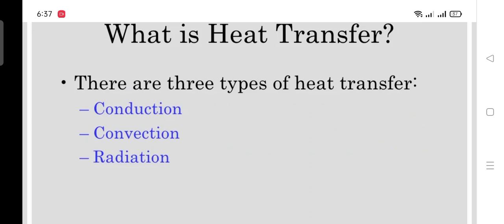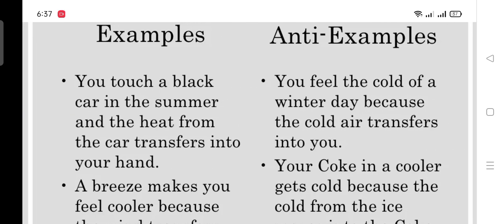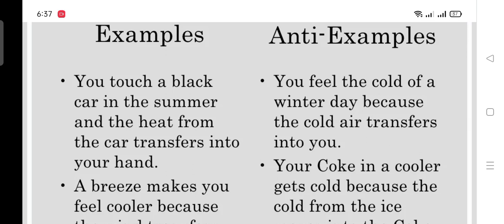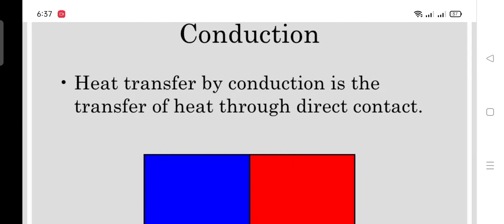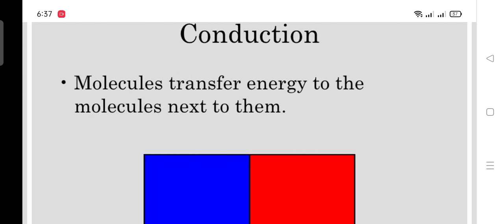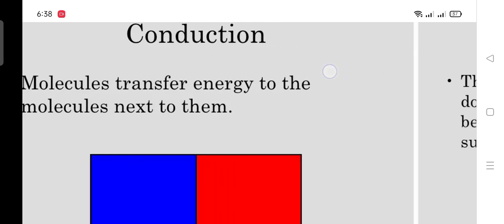The first one is conduction, the second one is convection, the third one is radiation. Here is our first topic, conduction. Conduction is a transfer of heat in a solid. It means when heat transfers in a solid substance, we know it as conduction. Heat transfers by conduction through direct contact. Molecules transfer energy to the molecules next to them. This is known as conduction.